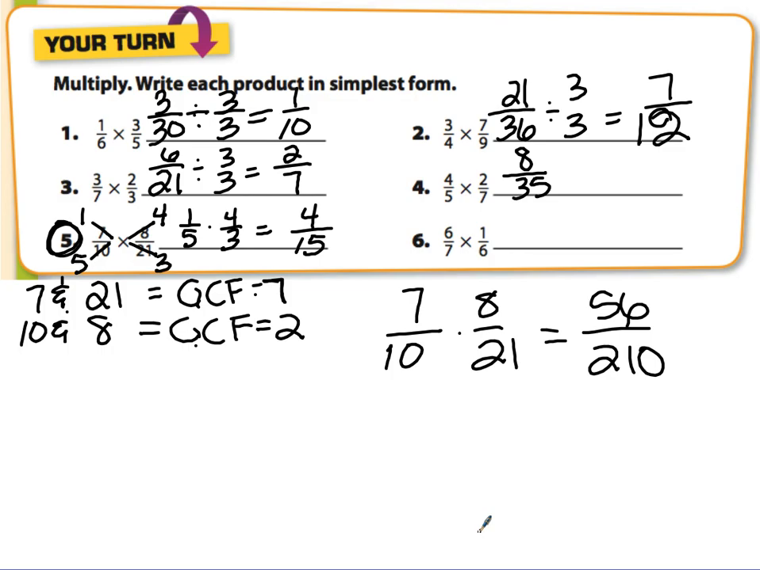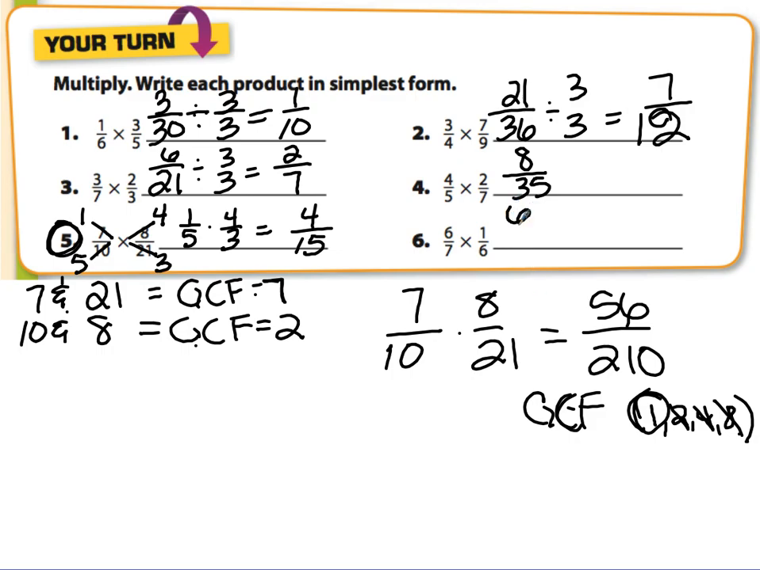Now the GCF here, if you weren't sure, going through and checking to find that GCF, you can list the factors of 8. 1, 2, 4, 8. You can say, well, is 35 divisible by 8? No, so 8's not the GCF. Is 35 divisible by 4? No, so 4 is not the GCF. Is it divisible by 2? No, so 2 is not the GCF. So it has to be 1. Well, if the GCF is 1, it's already in simplest form.